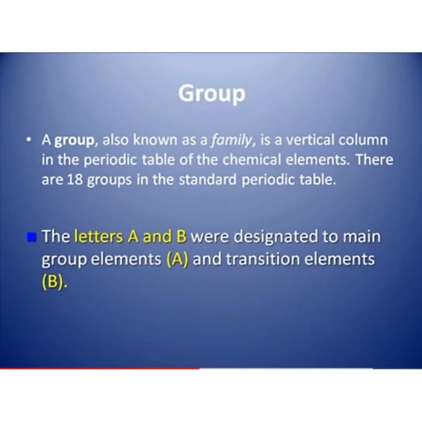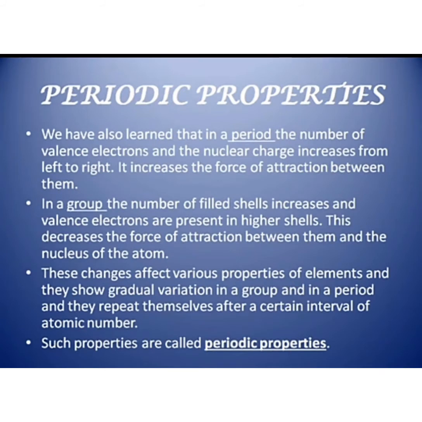A group, also known as a family, is a vertical column in the periodic table of chemical elements. There are 18 groups in the modern periodic table. The main group elements are designated by letter A and transition elements by letter B.